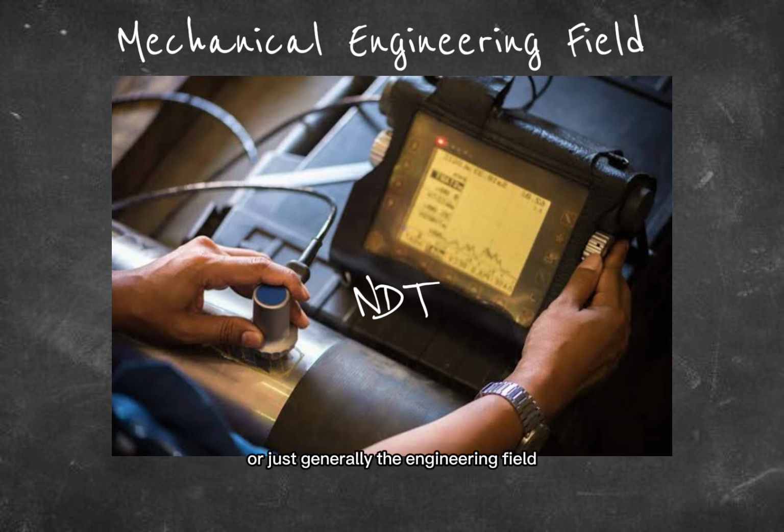Let's look at another example from a different field, particularly the mechanical engineering field, or just generally the engineering field. This field uses non-destructive testing. Basically, NDT uses techniques such as ultrasound testing to check the properties and defects of materials without damaging them by using sound waves. It uses the refraction of the sound wave, which happens because of differences in the material's properties such as densities, to accurately detect defects or other things within the materials.